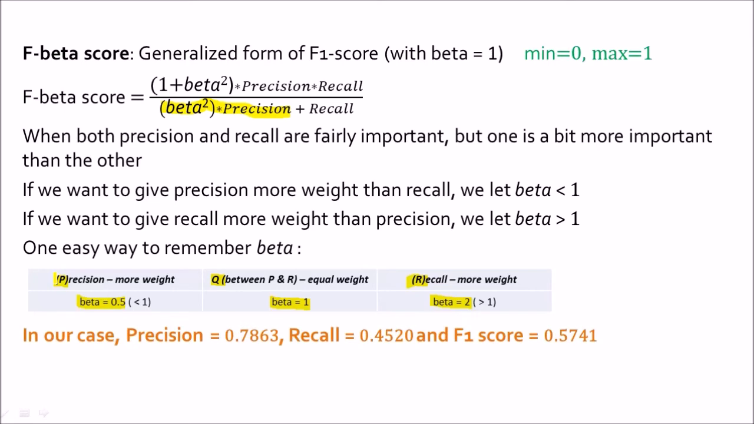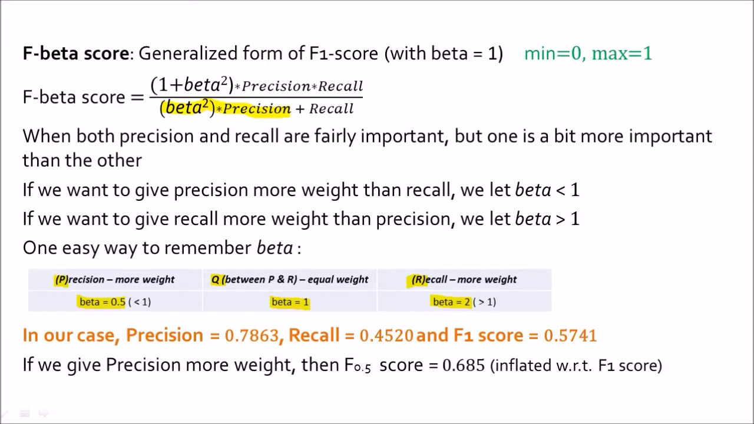Okay, now in our case, precision was 0.78, recall was 0.45 and F1 score was 0.57. If you want to give precision more weight than recall, then we would input beta equal to 0.5, and when we do that, our F0.5 score turns out to be 0.685, and it has been inflated with respect to the F1 score of 0.57, because now I'm telling my classifier that you need to give precision more weight in your calculations. So if the classifier finds that I have a high precision, then it would correspondingly increase my F score to tell me that, well, you did well on your precision and hence I am giving you bonus points for your good job.